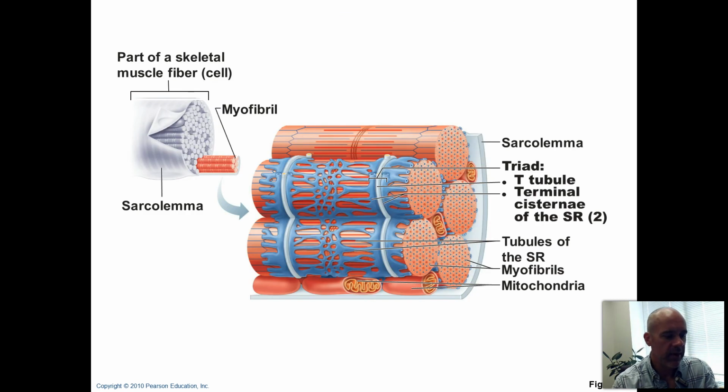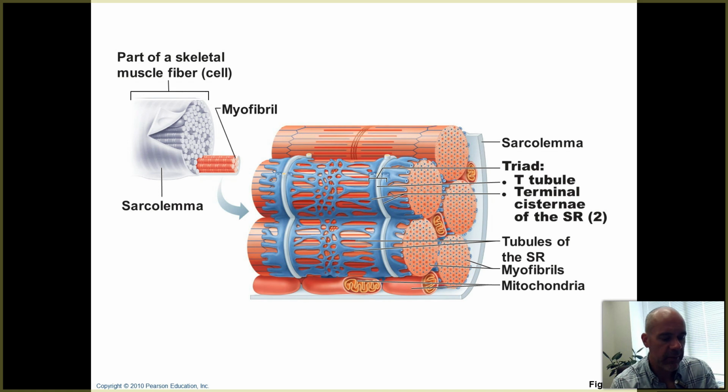All right, a couple of other things to talk about inside a skeletal muscle fiber. The red bundles you see there are parts of myofibrils that have been cut open. You're looking at a chunk inside a muscle cell, or muscle fiber. There's your sarcolemma, that's the cell membrane. There's some mitochondria in there as well.